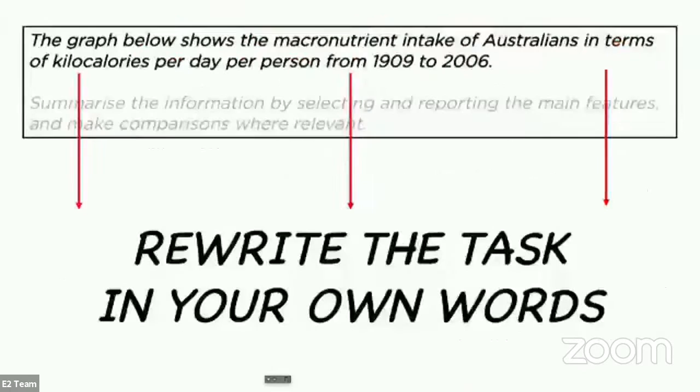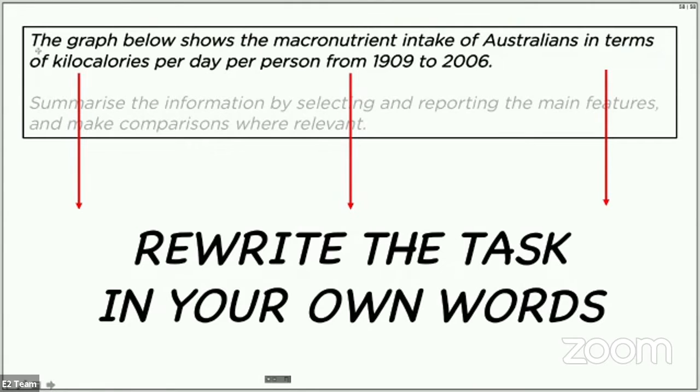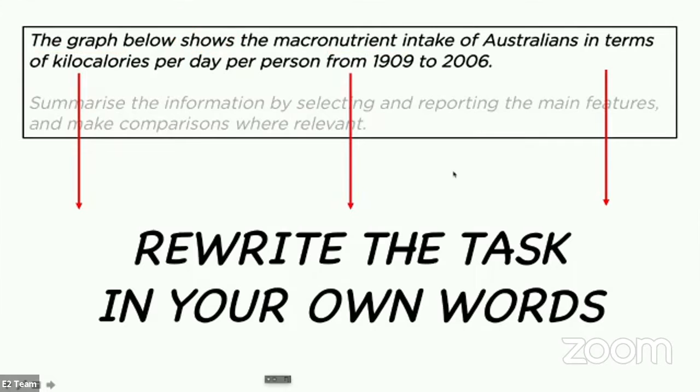How did I do that? All I did was I rewrote that task, that description, in my own words. So what I did was I sort of broke it down. This one said the graph represents, I said the line graph given. This says shows, I said represents. Macronutrient intake, I said the amount of blah, blah, blah eaten, etc.